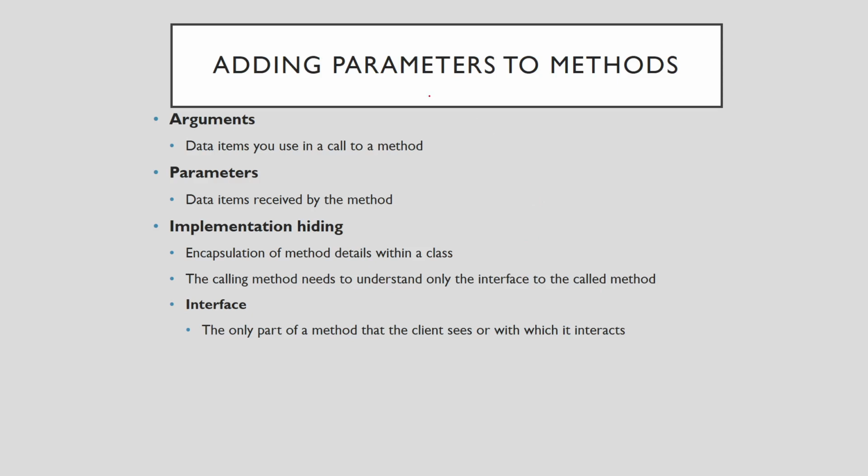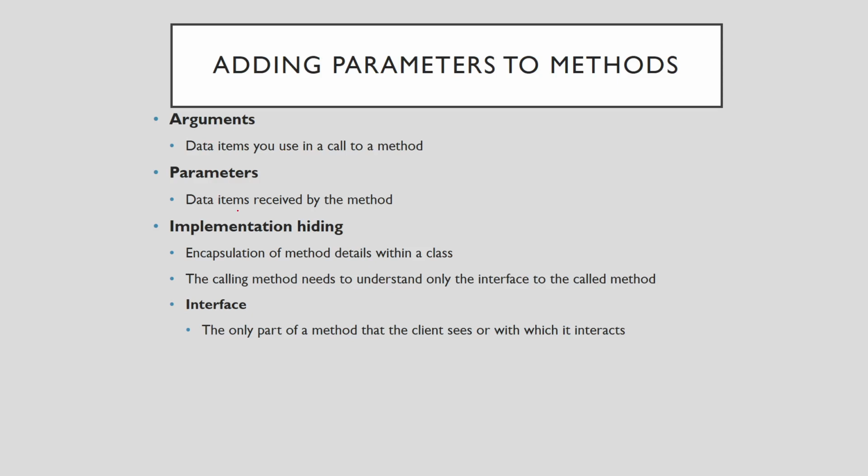Now, adding parameters to methods, we have the arguments. These arguments are data items that can be used in a call to a method. The parameters are these data items received by the method. Of course, for the method call, if you are specifying data to be sent to the method, you have to pass arguments for the method call, for the parameters to receive the value or the copy of the data.